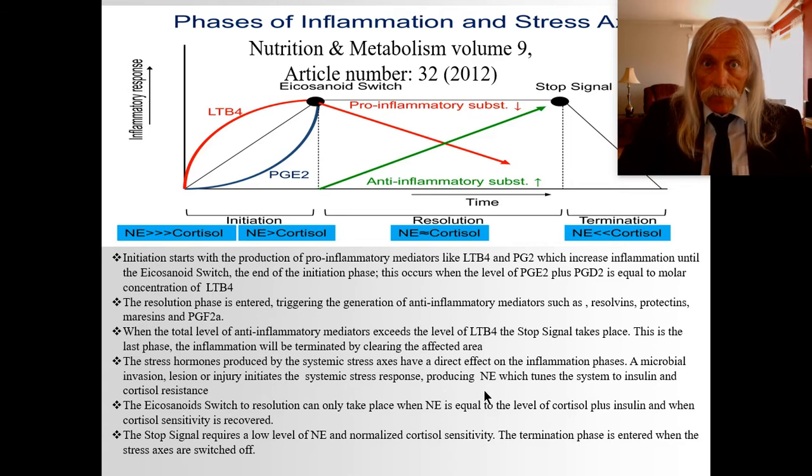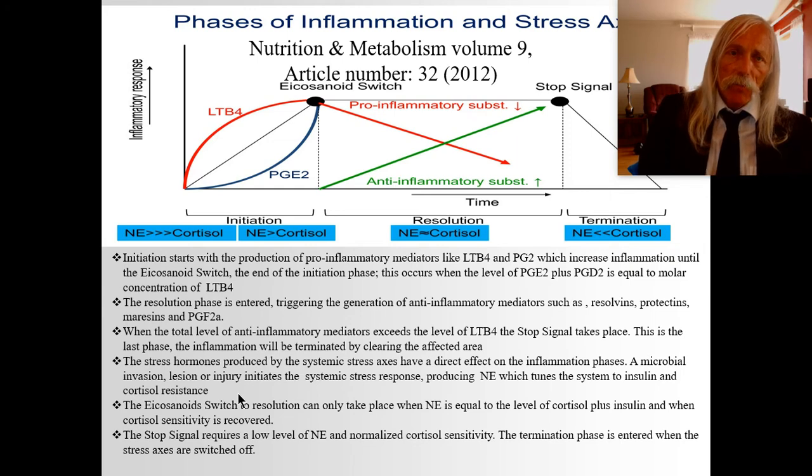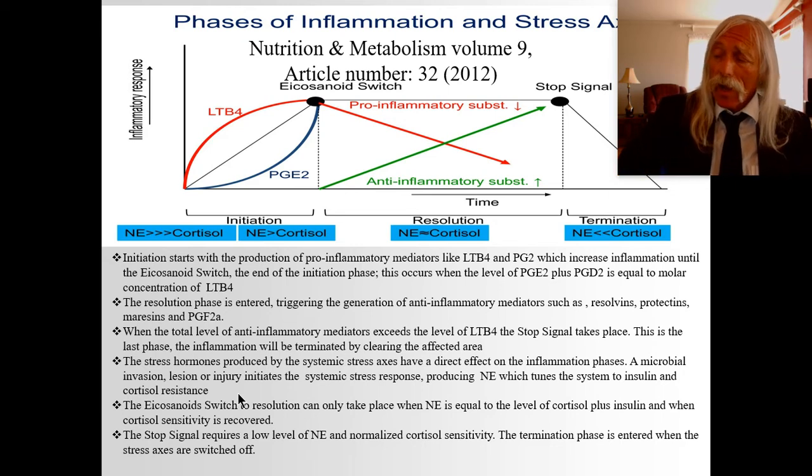Produces then norepinephrine, right? That triggers norepinephrine, which tunes the system to insulin and cortisol resistance. So you don't want the immune system to be blocked. You want it to be turned on. The switch is on, right? So it suppresses cortisol activity. Insulin also has an immune compromising effect. Right? That is, it lowers the immune response at the bioenergetic level, binding its axis of function, which of course is the IR, the insulin receptor.